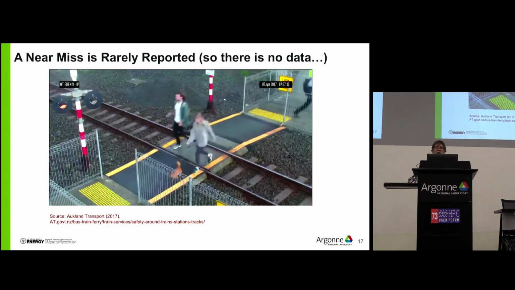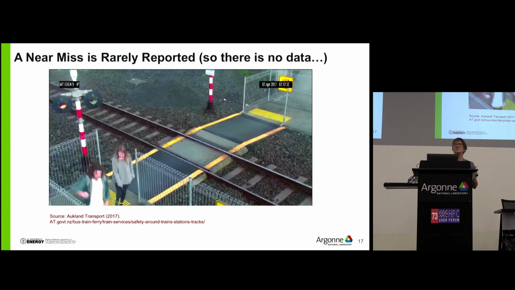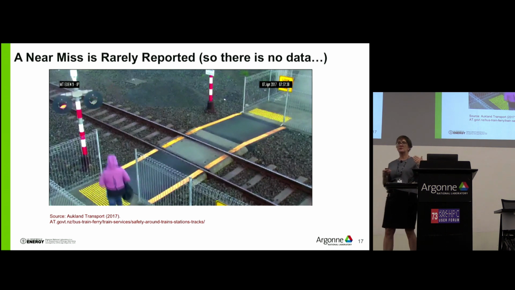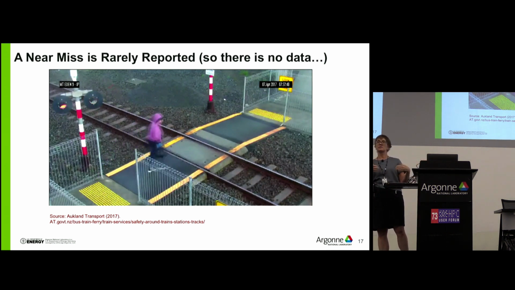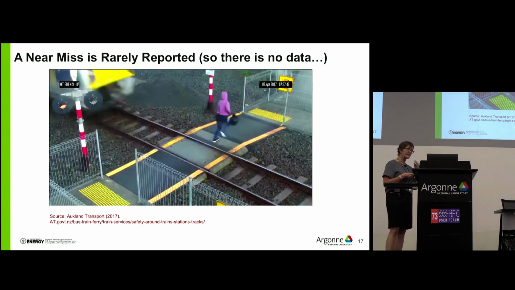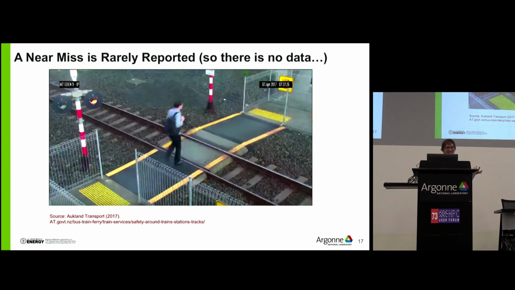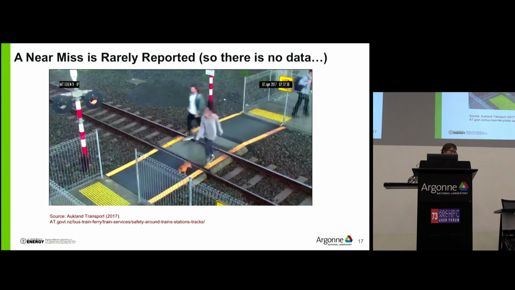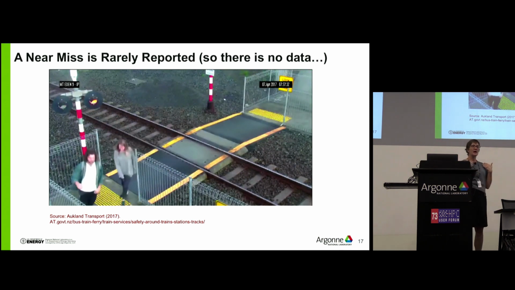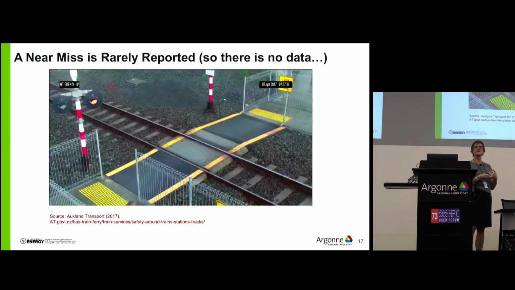near misses are rarely reported. There's no data. So you don't know if there's a near miss because there's no data. We have a lot of at-grade rail crossings here in Chicago. And after, this is real footage from Auckland. So after the rail bars go down, they have no data on how often is an emergency vehicle impeded. What's the average length of time an emergency vehicle is impeded?